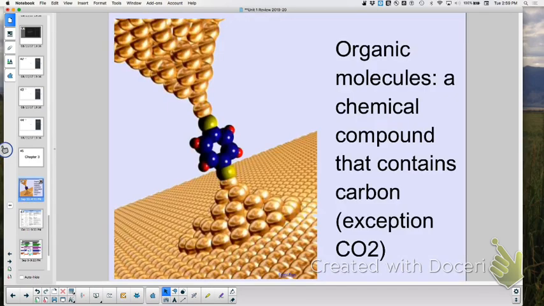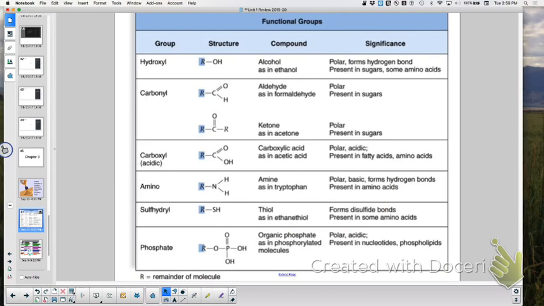Organic molecules have what? Carbon. What's an exception to that rule? Carbon dioxide, because it's too simple. So you have functional groups that you can attach onto hydrocarbon side chains, which affect their properties.